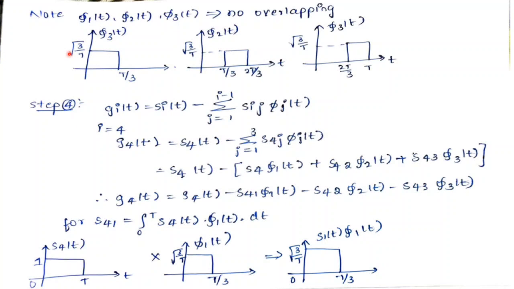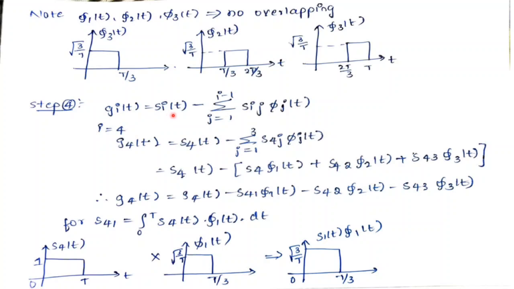So note, phi 1 of t, phi 2 of t and phi 3 of t are not overlapping. These are the graphs for phi 3 of t, phi 2 of t and phi 3 of t. Then we will move on to step 4. We have to find the last basis function.